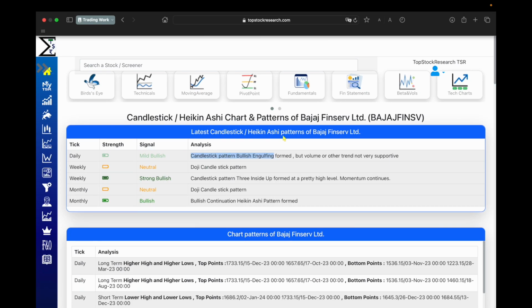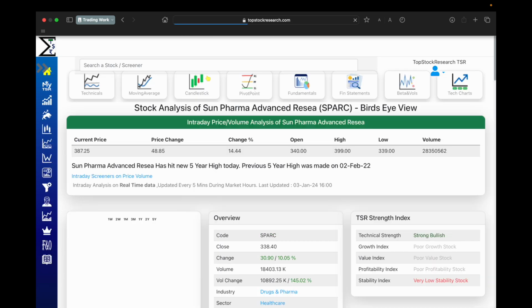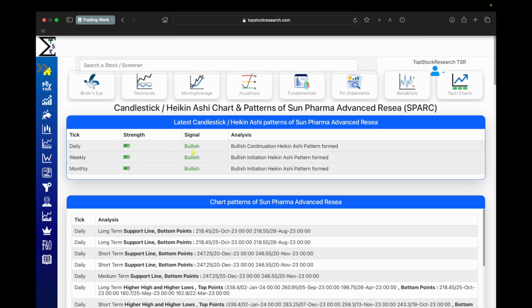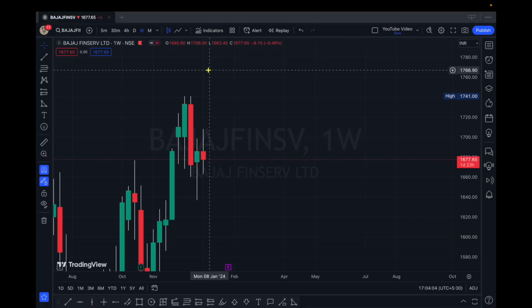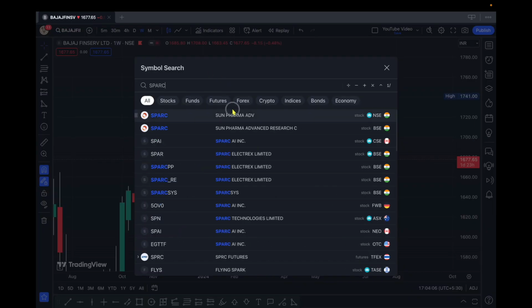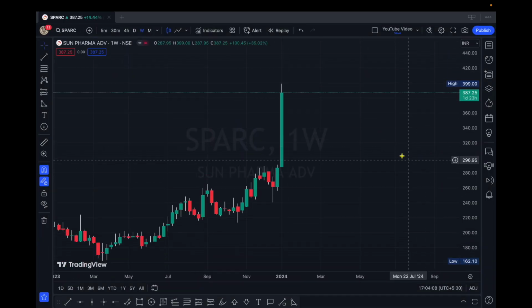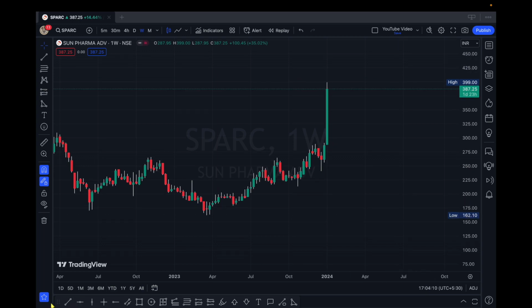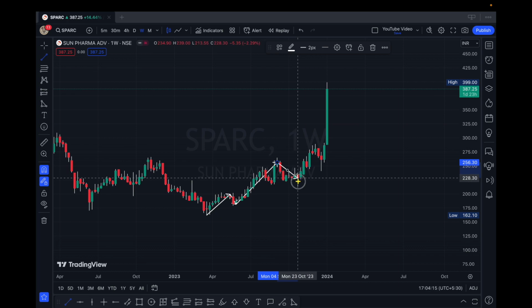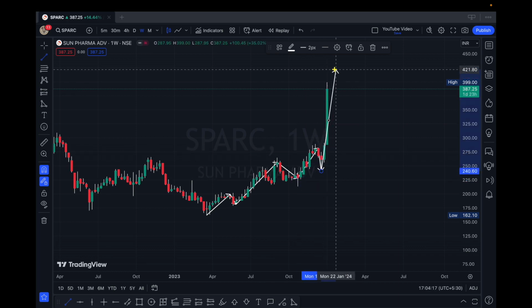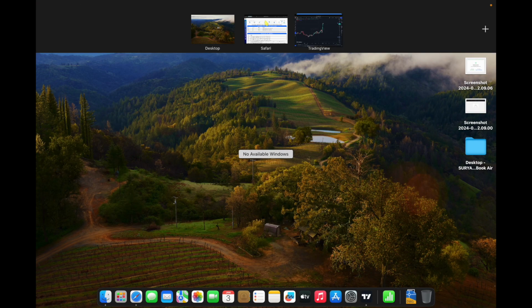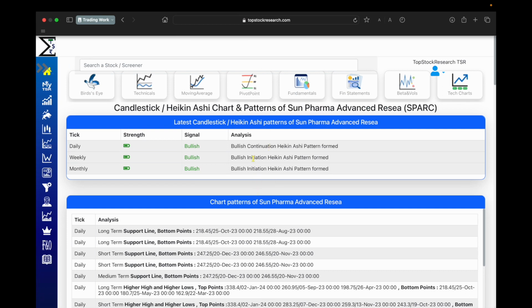So you can screen stocks by choosing your own stock. If you have ideas about SPARC or that kind of stock, you can search it and click the candlestick. In daily, both are bullish, so you can look at this SPARC. Here you can see the market was bullish, it was bullish like this. And this is how this website works very efficiently.